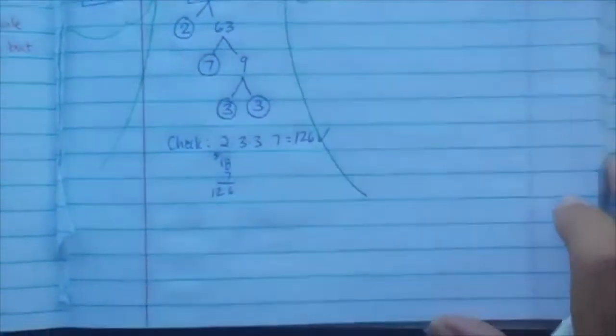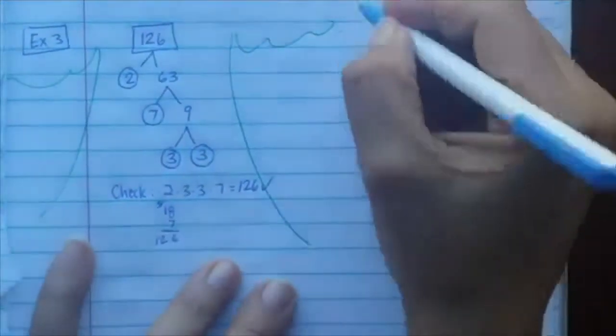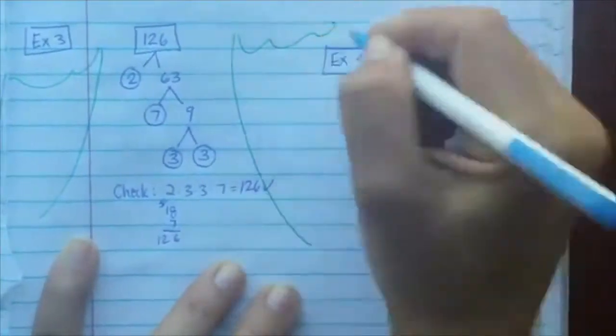This is a listening check. Put a box around 126 in example 3.